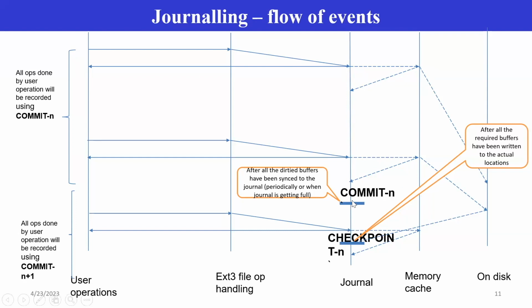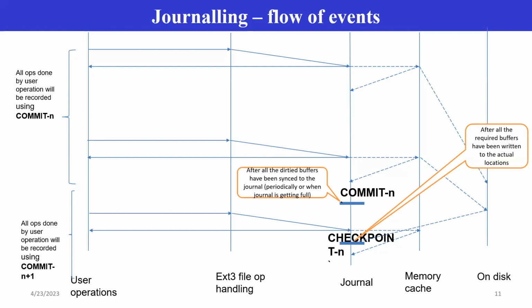That's a commit. But remember here, your actual buffers are not written to the actual locations. They are still attached only to the journal. But what the file system does is once this commit n is done, it immediately opens the next commit window and starts allowing all those operations. The actual buffers get written to the actual location. That is done using another operation called checkpointing.